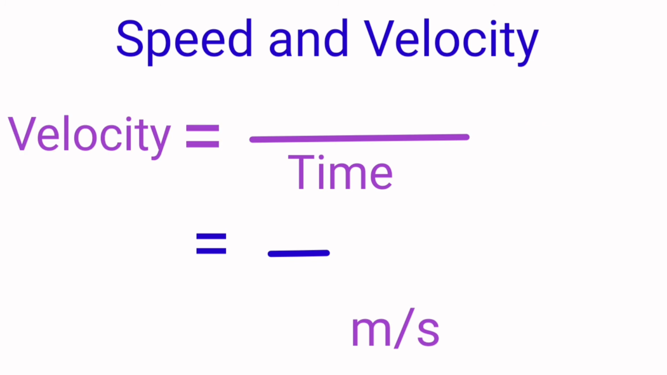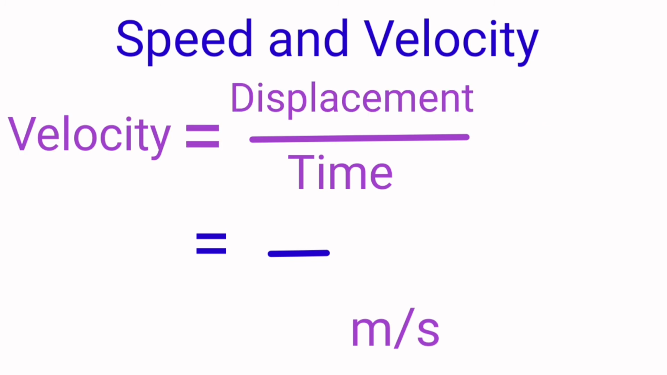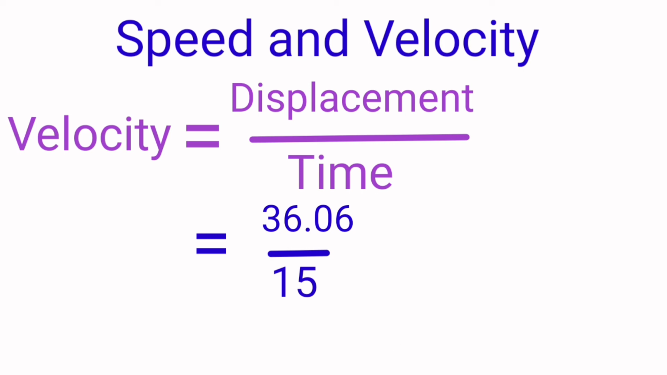Velocity is defined as the rate of change of displacement. Hence, we can write velocity equal to displacement upon time. How do we calculate the velocity? We see that the displacement is 36.06 and now consider it takes a time of 15 minutes. Then the velocity is 2.4 and again the unit of velocity is meter per second.